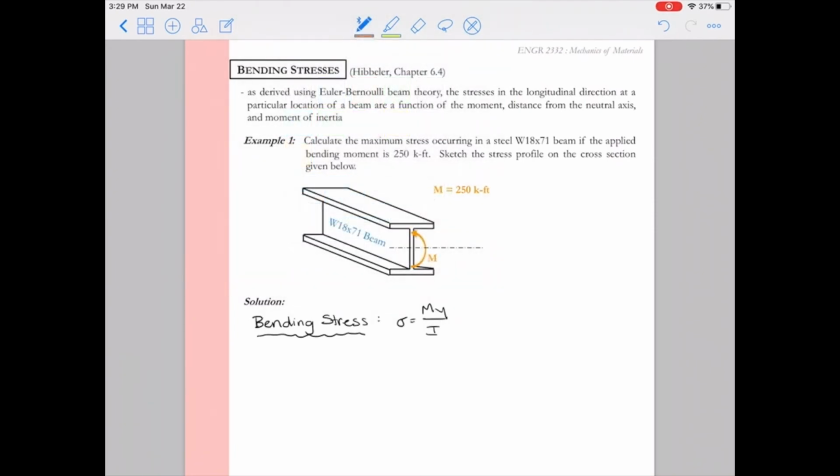All right, what do we need to know? Well, we need to know the moment. The moment is given to us here. The moment is 250 kip-feet. So that kind of settles that.